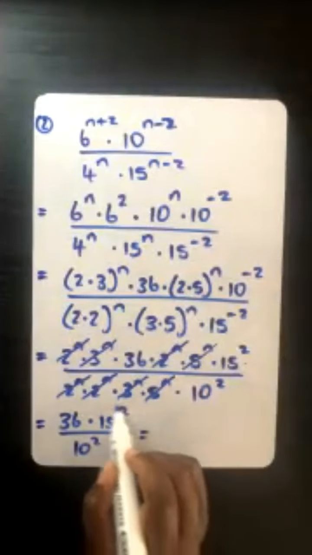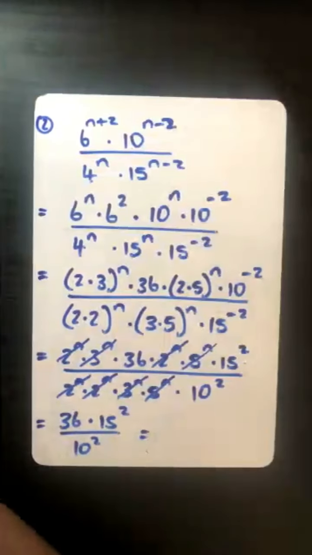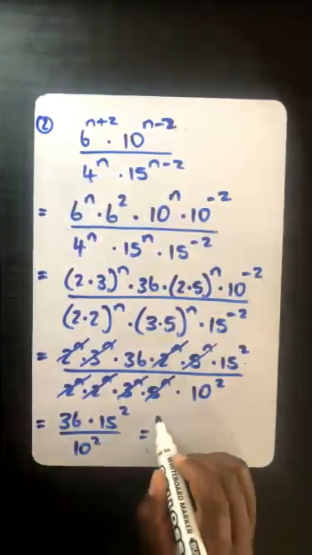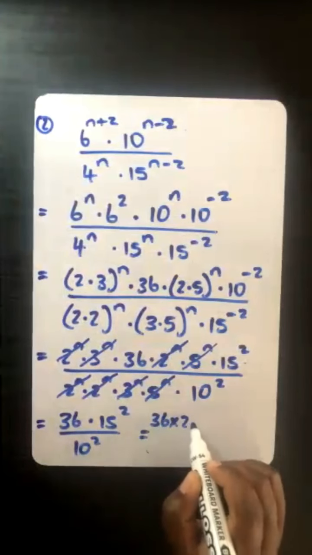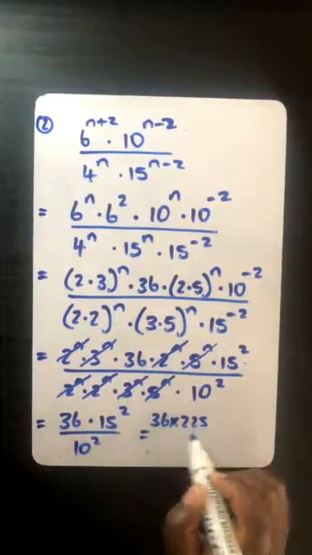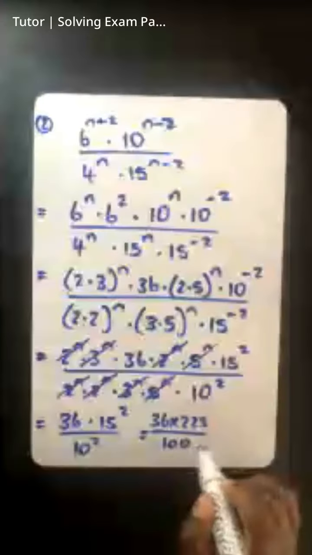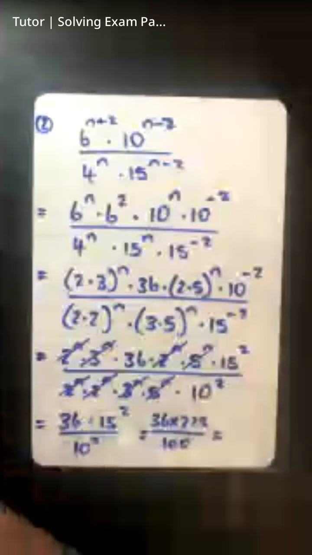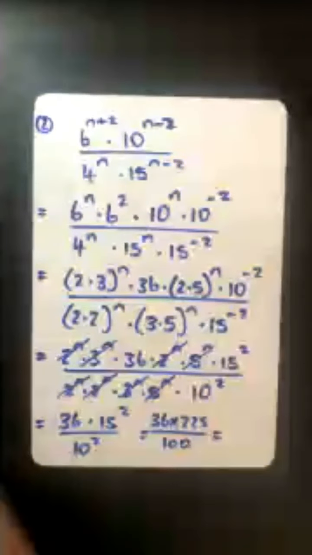Then you can either punch the whole of this or just work out 15 squared, which is, if you punch on a calculator 15 squared, I think this is what you're supposed to get: 225. Then at the bottom, 10 squared, I think it's 100. Then you can punch all of that. Let's just see, is 36 multiplied by 225 over 100. So it's 81.